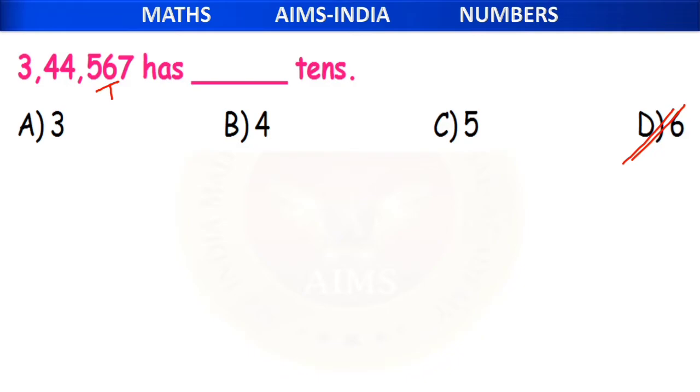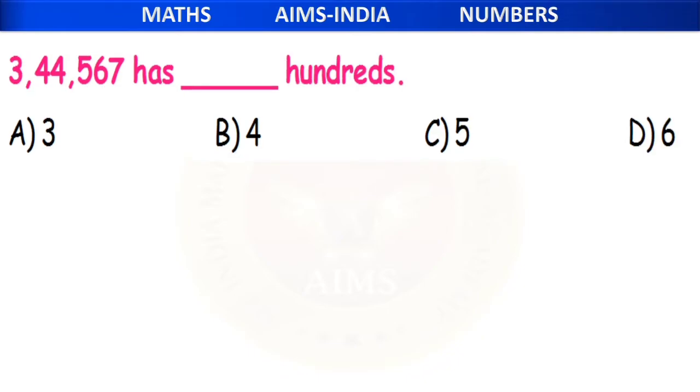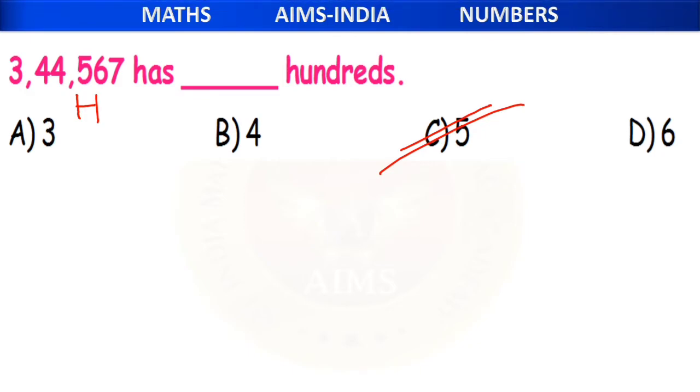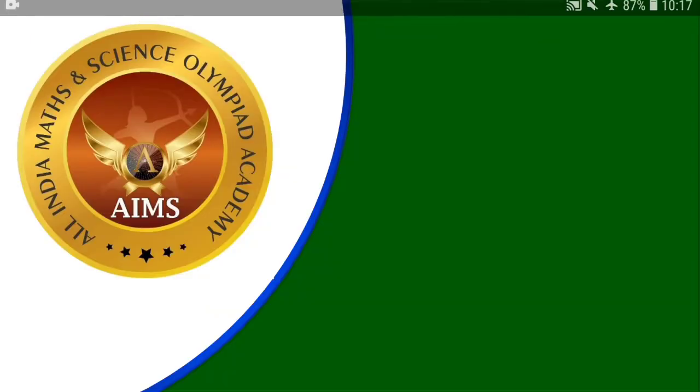Clear, children? Now dash hundreds, 3,44,567 has dash hundreds. 5 is in the hundreds place. So the correct answer becomes option C, 5.